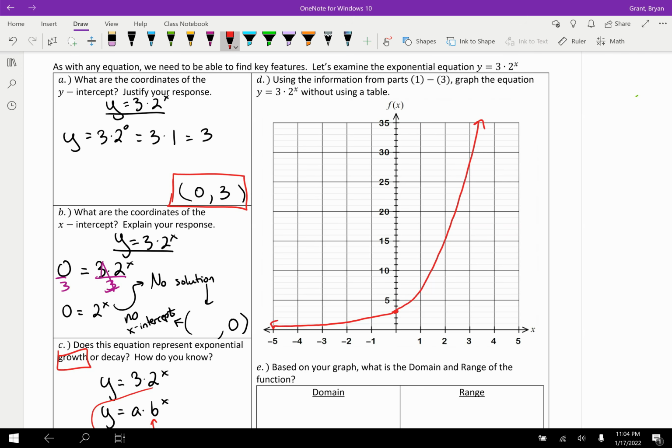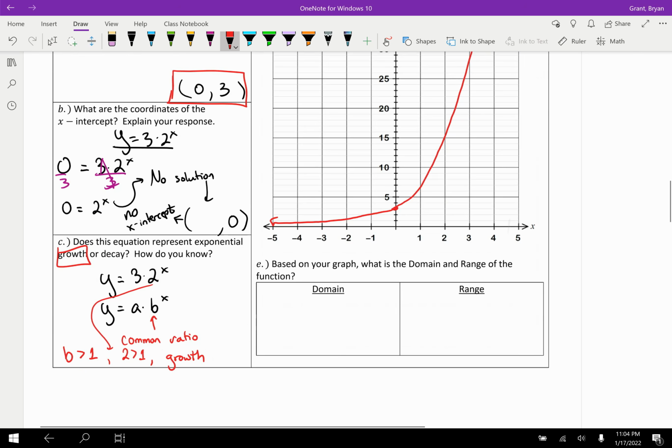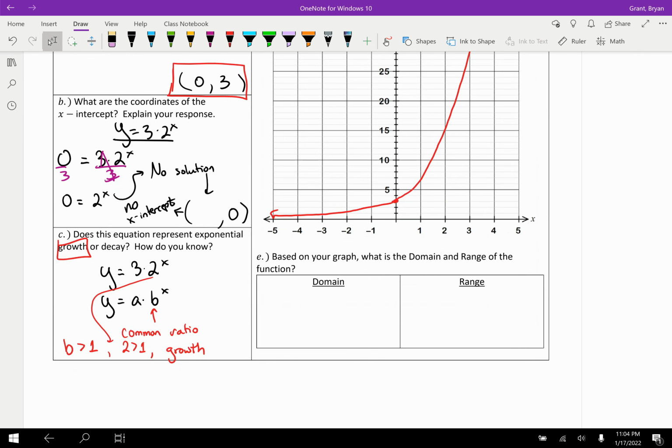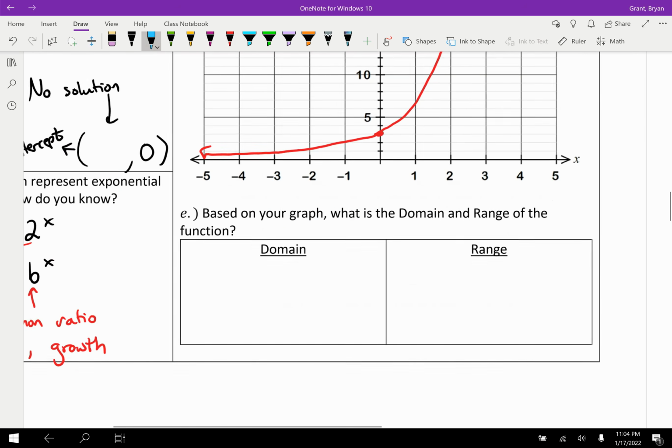And that's it. So we really did this just with one point and knowing that my equation was exponential growth. And that's as accurate as we have to be this year. Last but not least, based on our graph, what's the domain and range? Well, hopefully we are extremely comfortable with domain. That is all real numbers. That's what x is allowed to be. Or you can think of it as the width of the graph. This graph is infinitely wide. You could also write that as negative infinity to infinity.